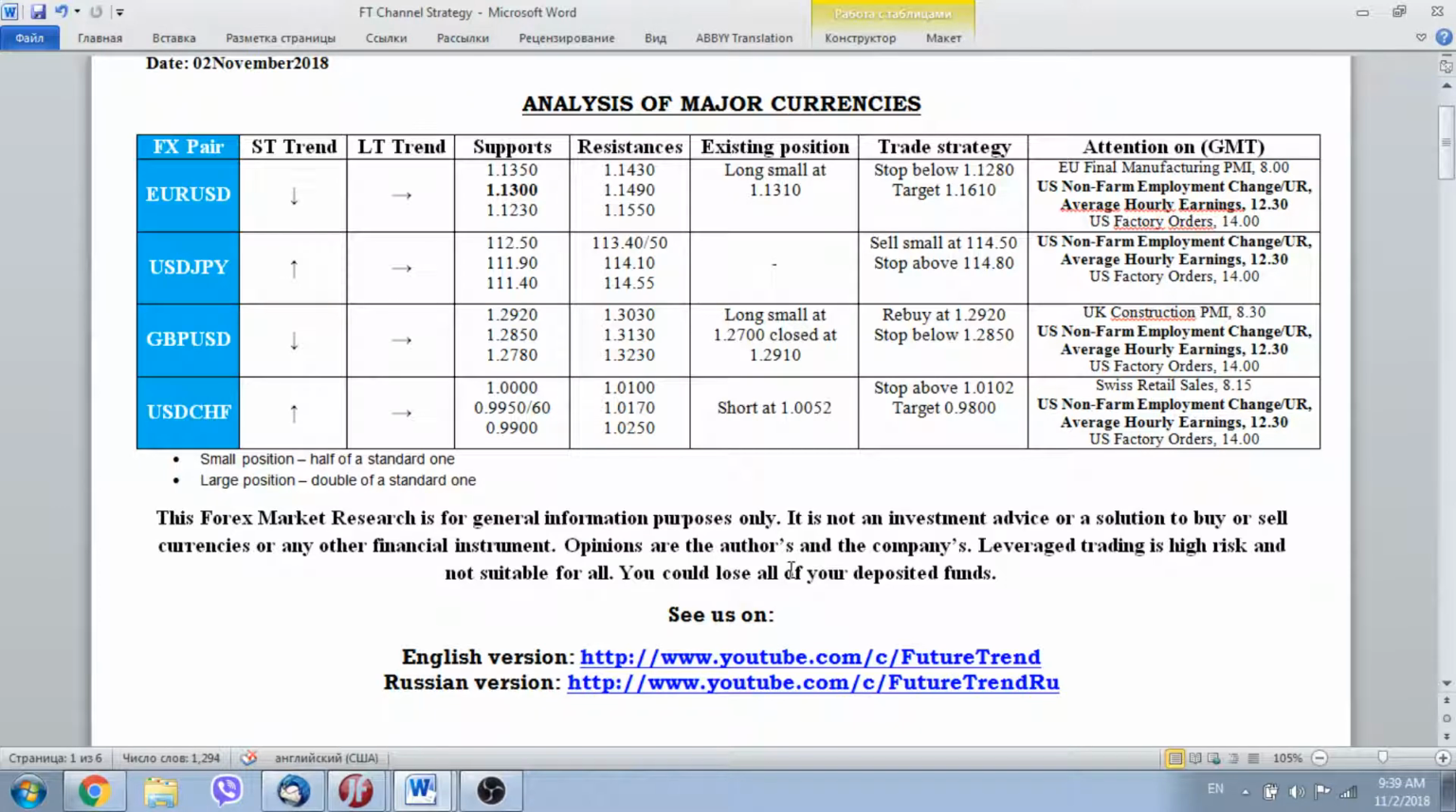In case of big fluctuations after the United States payrolls report, we will come with a fresh update of our portfolio.